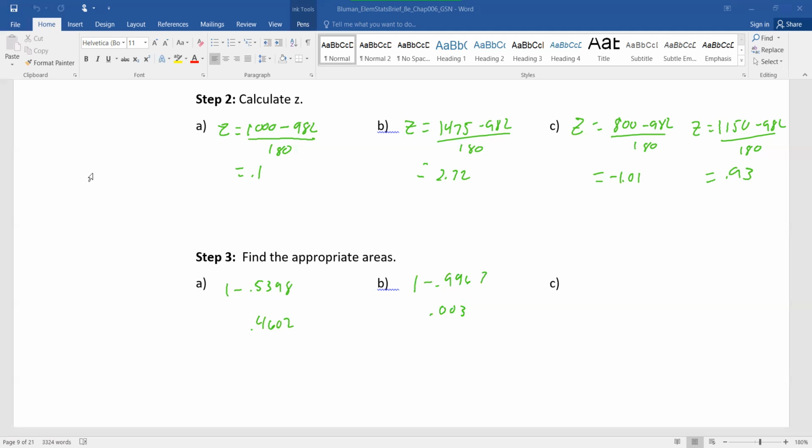1475 minus 982 divided by 180. All right. So then therefore at 2.74, the area would be... all right. And then when we subtract that from 1, we should get 0.031. I will say that's going to matter.